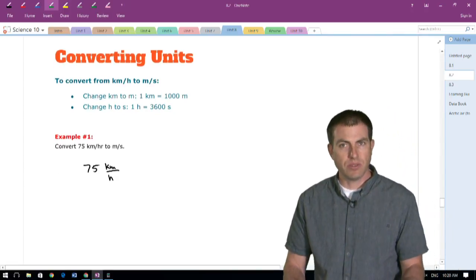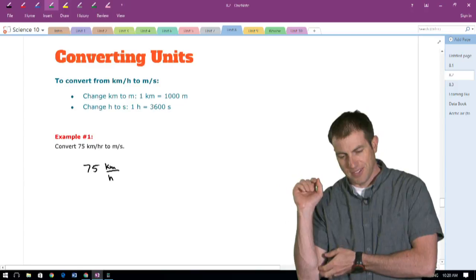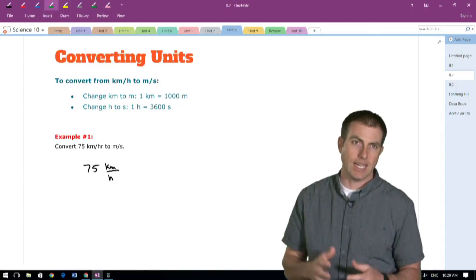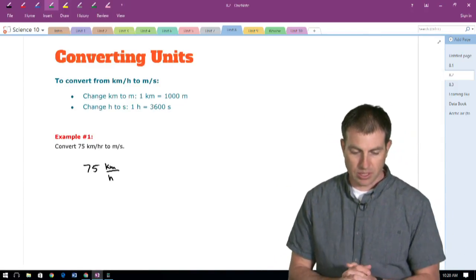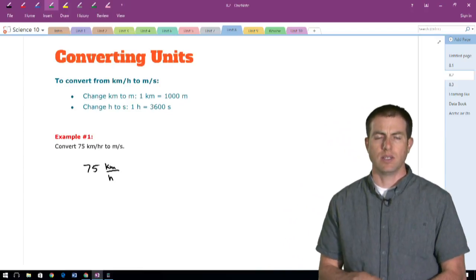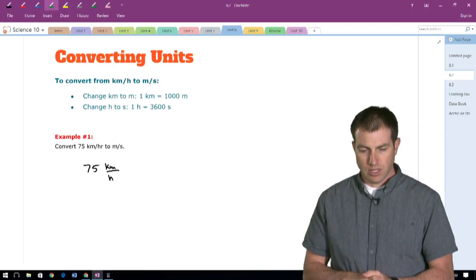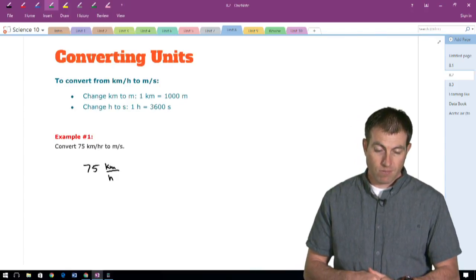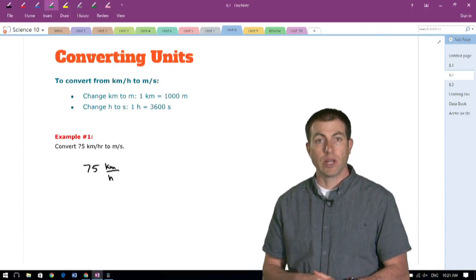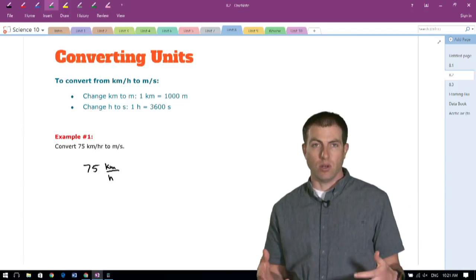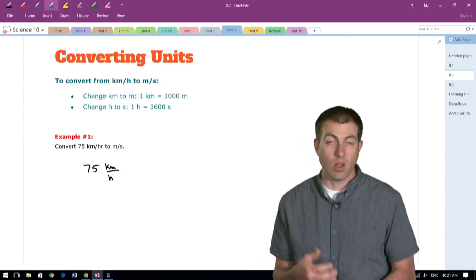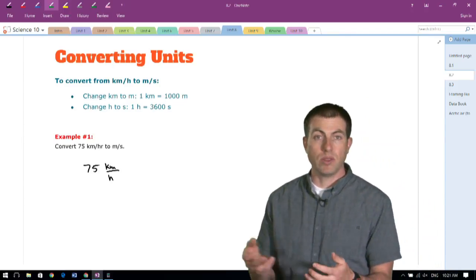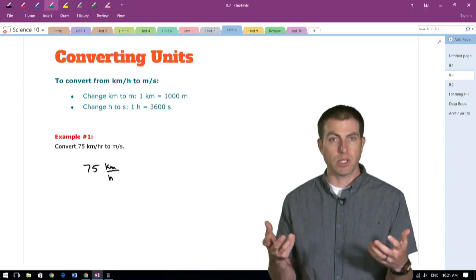This might be the most difficult thing we do in this unit. I don't doubt your ability to do it, but it is a little bit different. After you see me do it a few times, you might pick it up. A lot of times we're going to have a speed or a velocity that is in kilometers per hour, and maybe we'll have one that's in meters per second, and we want to be able to compare them.